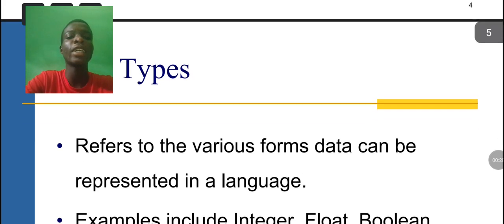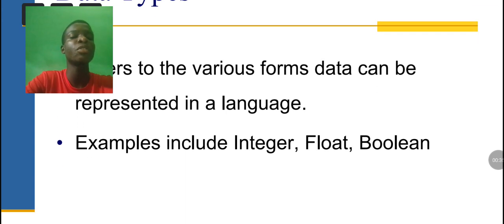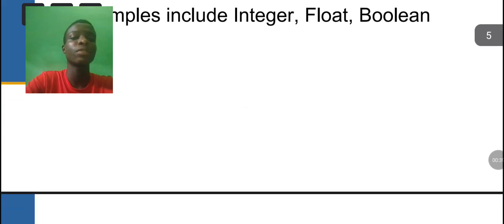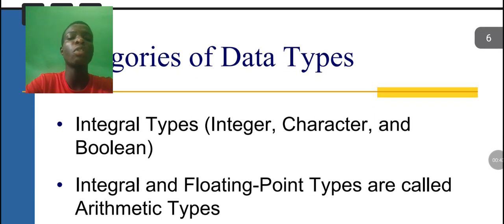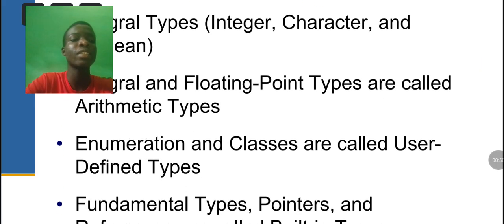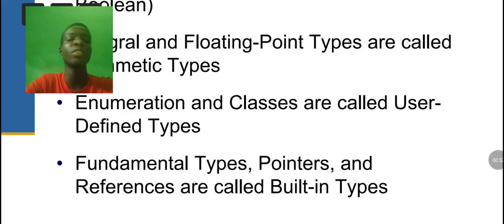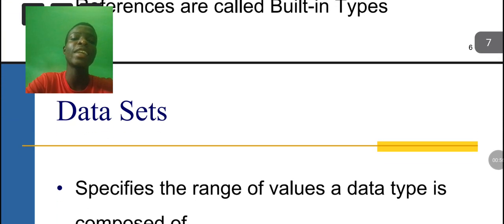So data types refer to a set of values together with a set of operators. Examples are the float, integer, boolean, character, string, etc. Categories of data types, we have four. One is integral type, two is the integral and floating point types, enumeration and classes, fundamental types, pointers and references. So we move on to the data set.